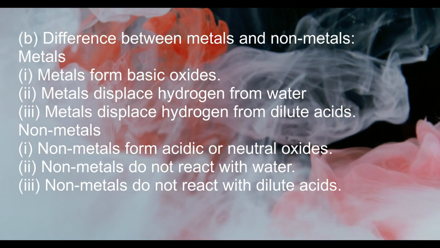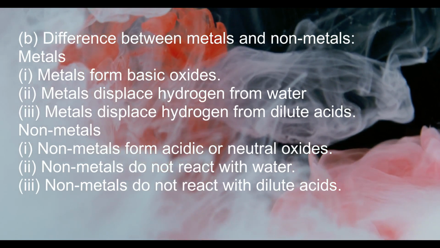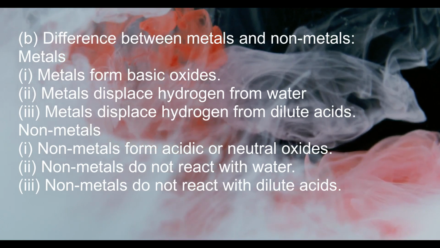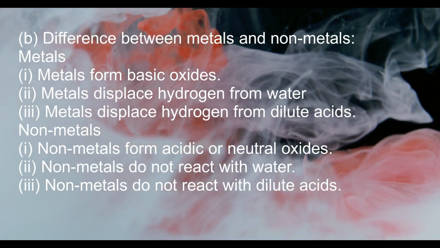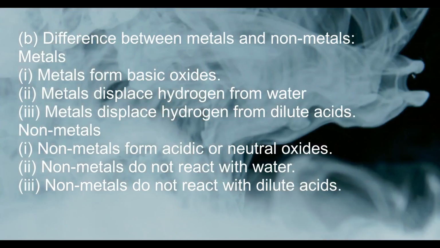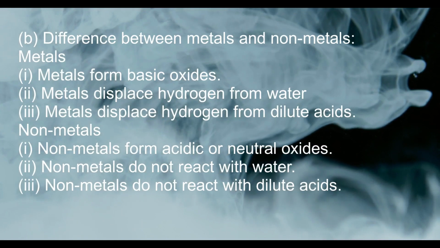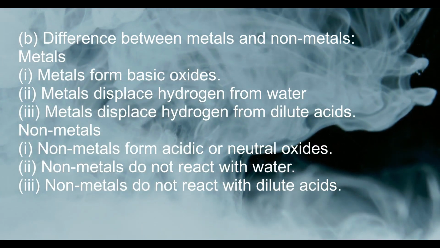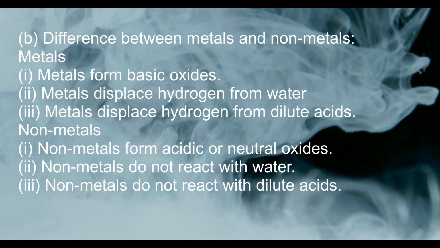Difference between metals and nonmetals. Metals: I. Metals form basic oxides. II. Metals displace hydrogen from water. III. Metals displace hydrogen from dilute acids. Nonmetals: I. Nonmetals form acidic or neutral oxides. II. Nonmetals do not react with water. III. Nonmetals do not react with dilute acids.